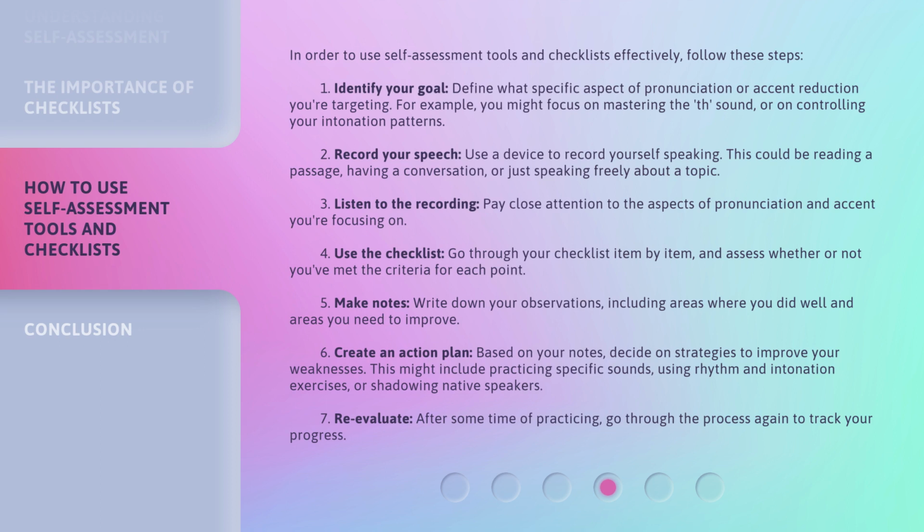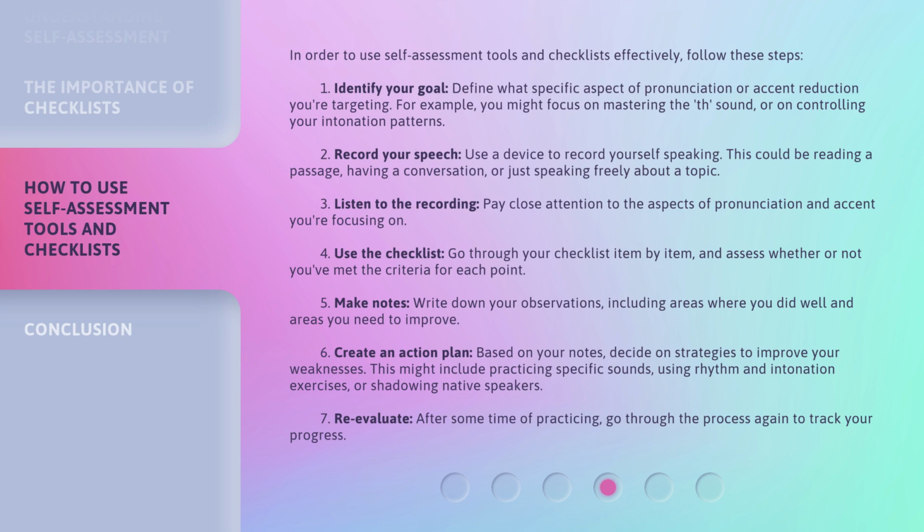4. Use the checklist. Go through your checklist item by item, and assess whether or not you've met the criteria for each point. 5. Make notes. Write down your observations, including areas where you did well and areas you need to improve.